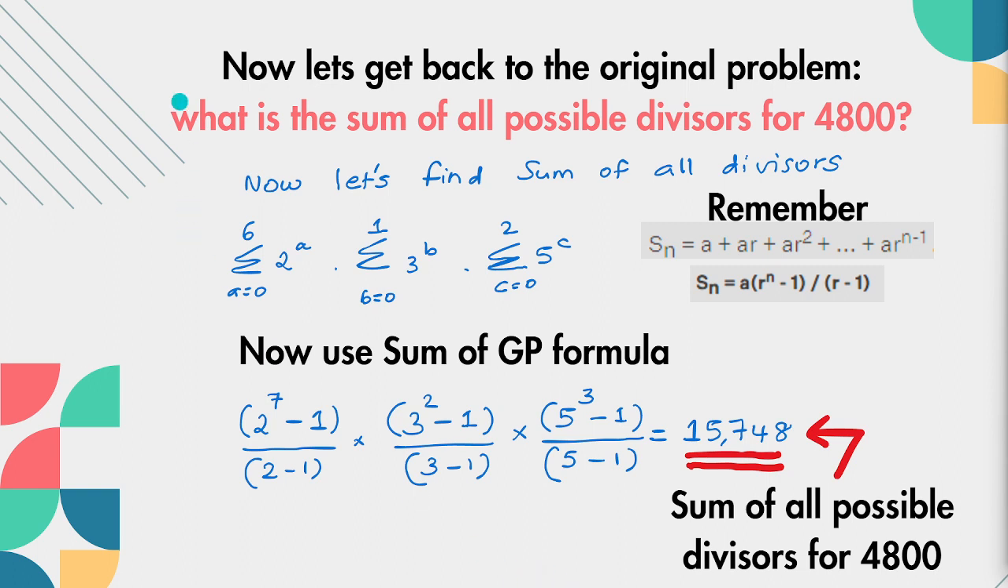So remember, when you're calculating problems like this, whether it's on a math contest or just a regular school test, remember to use these formulas to help you solve. Okay? And 15,748 is the sum of all possible divisors for 4,800.